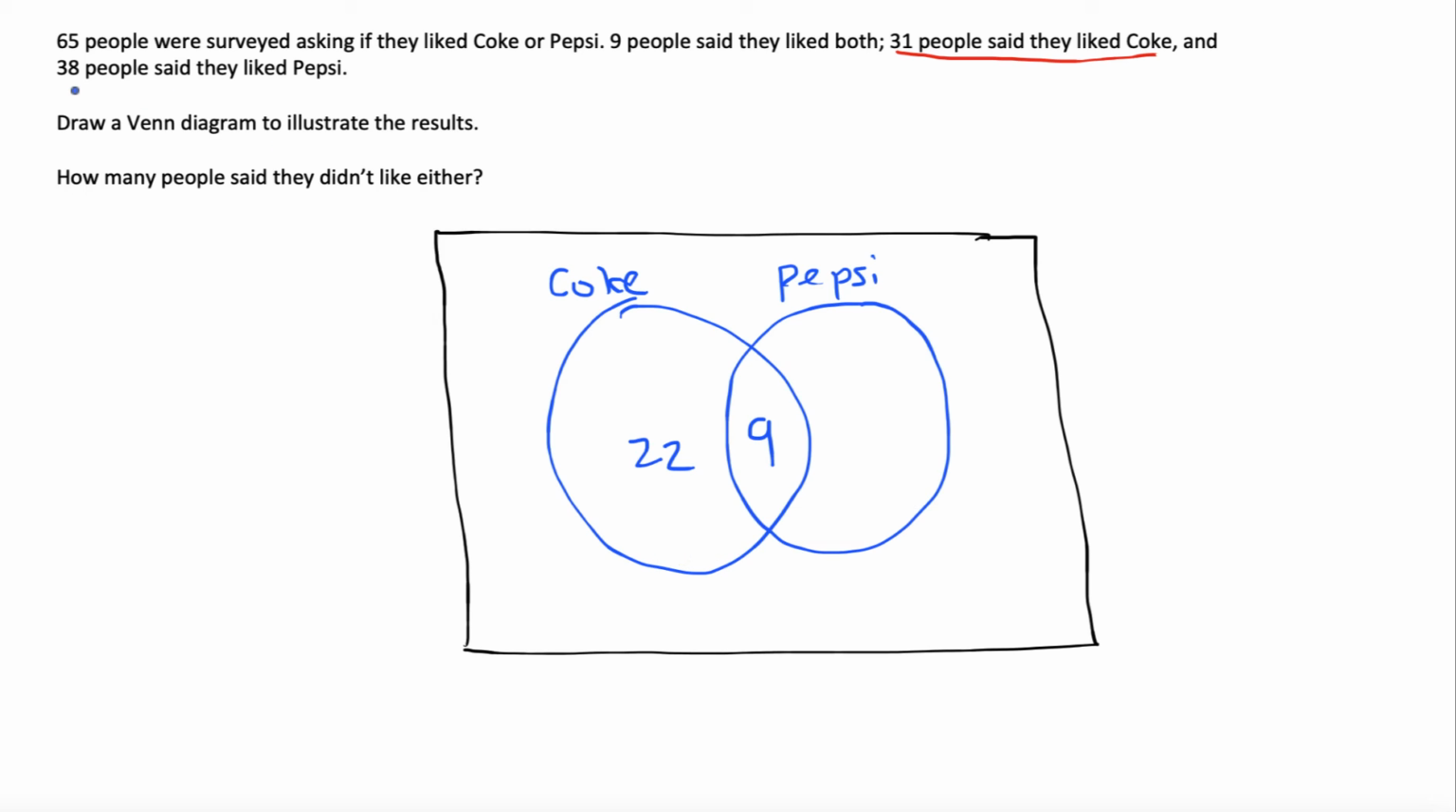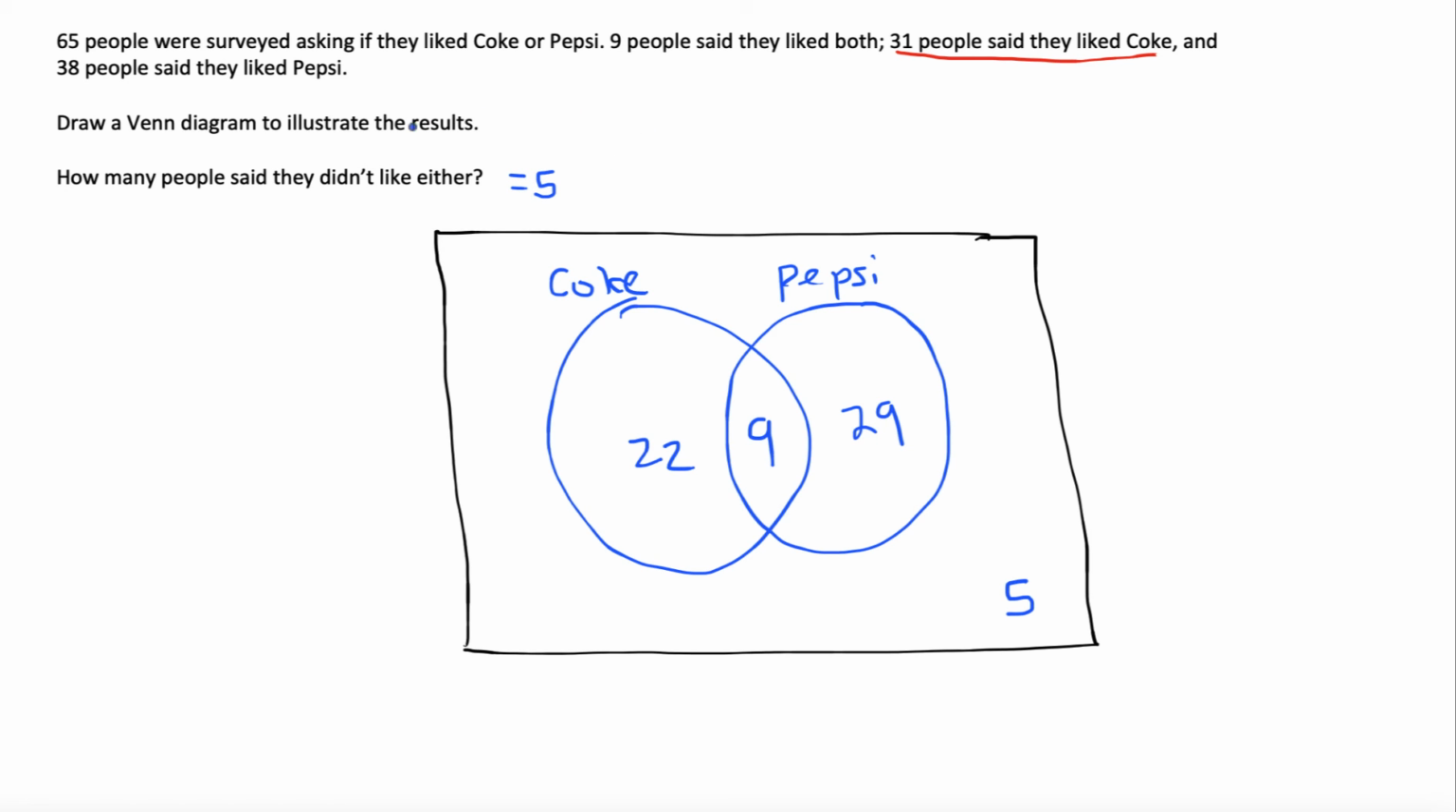So what about the Pepsi then? Well, 38 people said they like Pepsi, but remember, that should be the whole total here. So 38 minus 9 gives us a 29 here. Now wait a minute. Let's add these 3 numbers together. So 22 plus 9 plus 29 equals 60. But wait a minute, 65 people were surveyed. So what does that mean? It means that those 5 people are the ones who said, I don't like Coke or Pepsi. So this should give us the 5 right here.